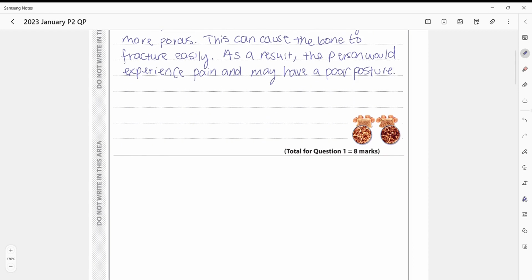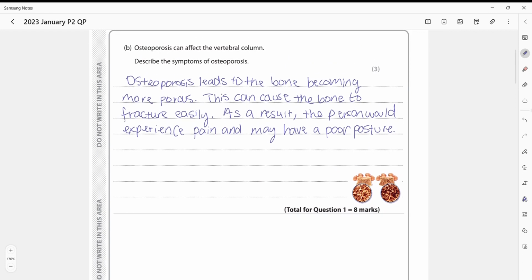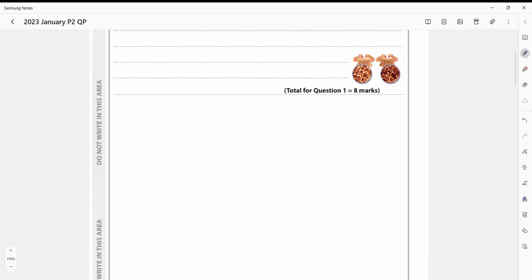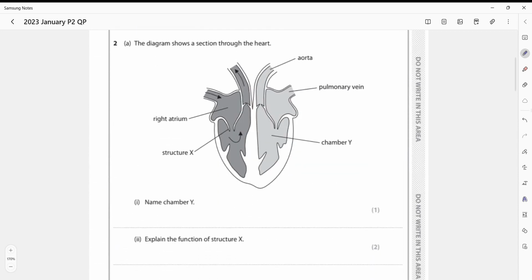Okay, let's go over the marks. So becoming more porous, that's one mark. Bone to easily fracture, that's a second mark. And poor posture is a third mark. And pain is another mark that you can say. All right, and let's move on to question 2.